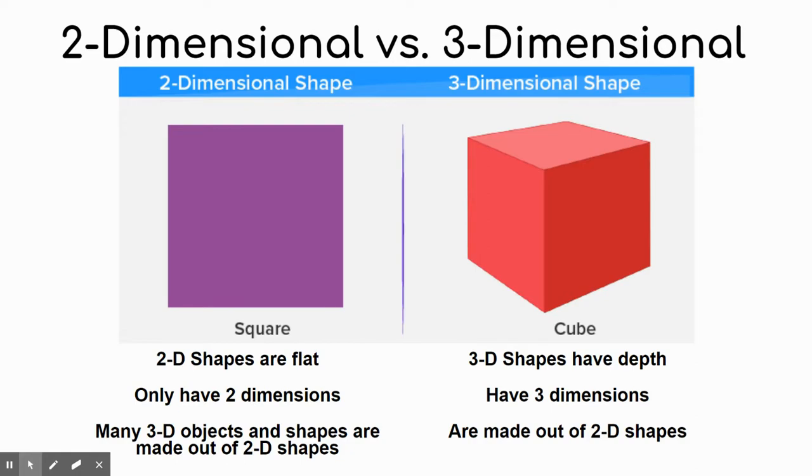Again, it has three dimensions. It has the length, the width, and the height. And if you look at the cube, each side of the cube is actually made out of squares, right? So the sides of the cube, the faces of the cube, are actually made out of 2D shapes. When you combine those 6 squares and put them together, you get a cube.